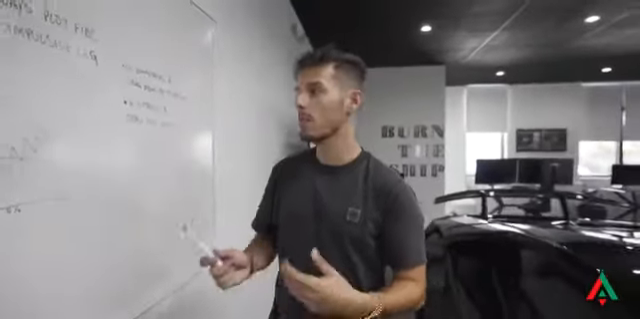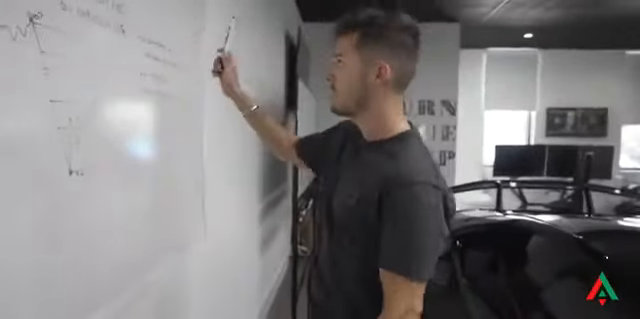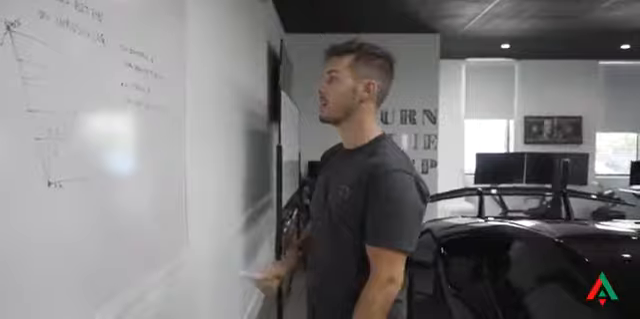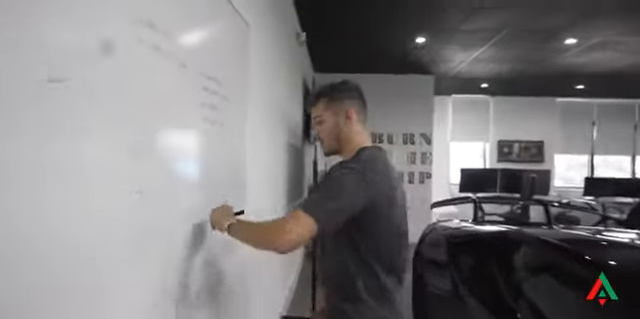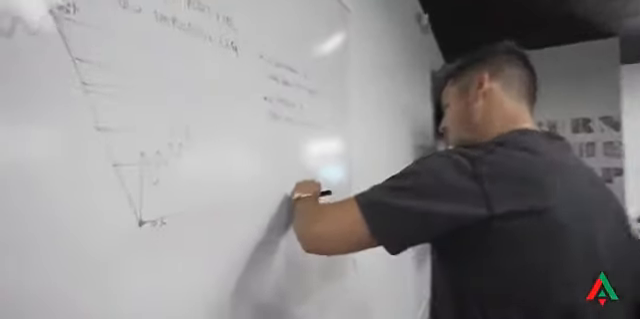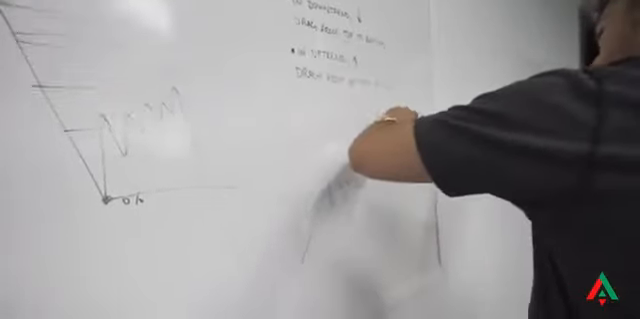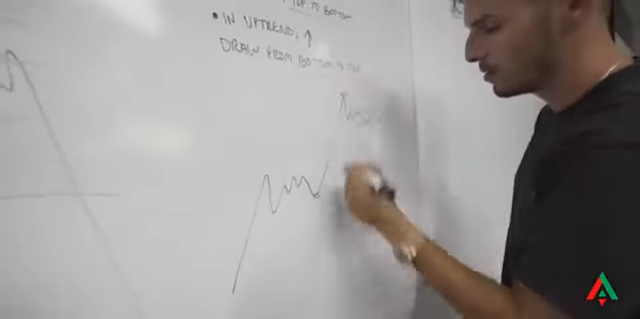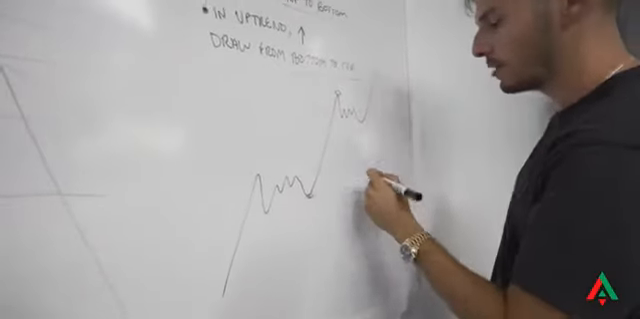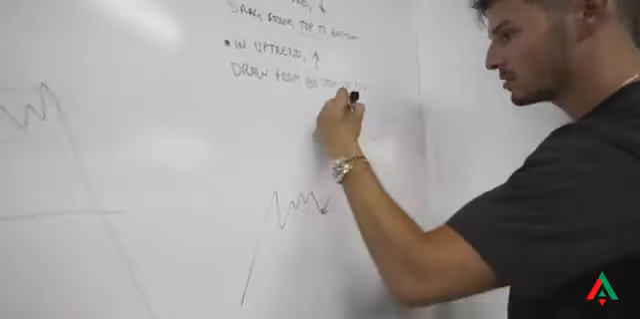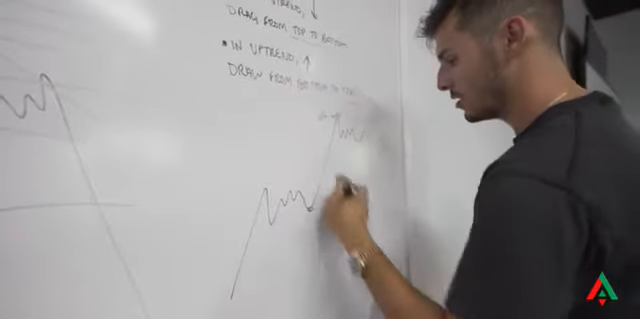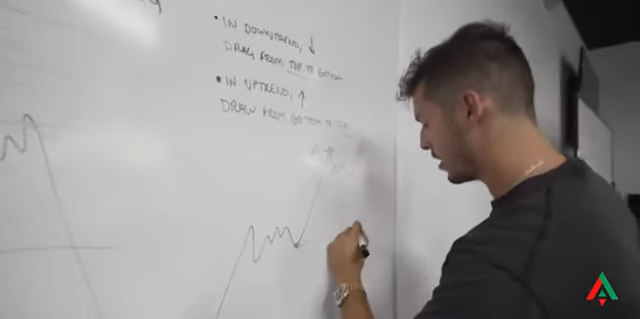So what we're going to be doing is always drawing from the top to the bottom in a downtrend, and drawing from the bottom to the top in an uptrend. So in our uptrend, okay, same thing, this would be your 0%, this would be your 100%.